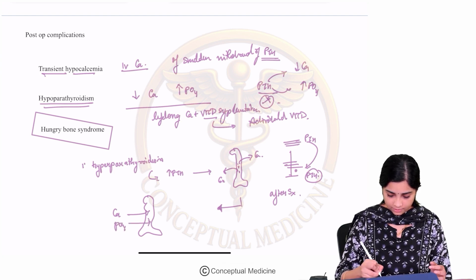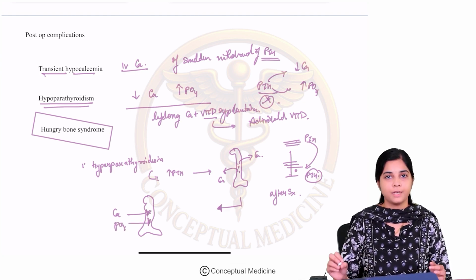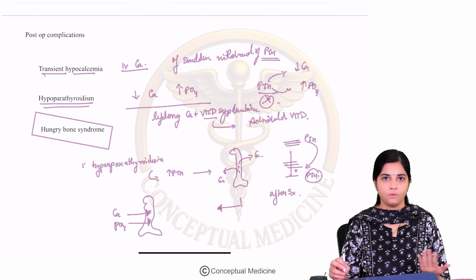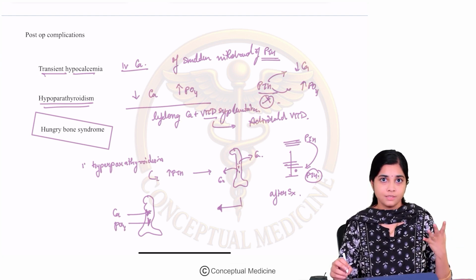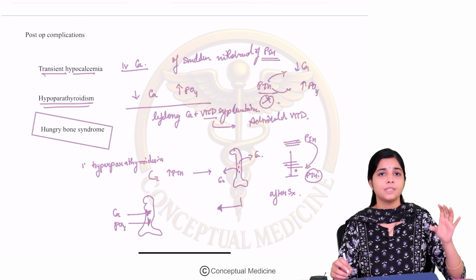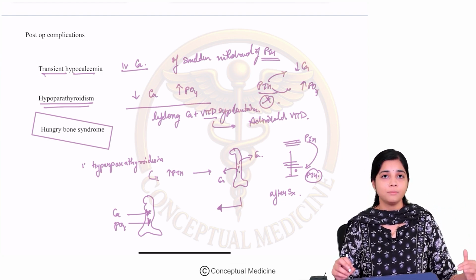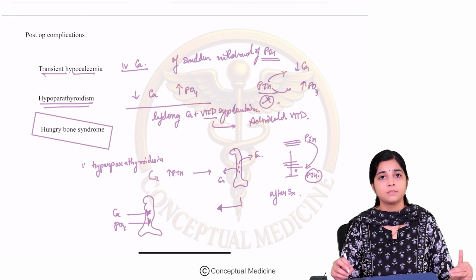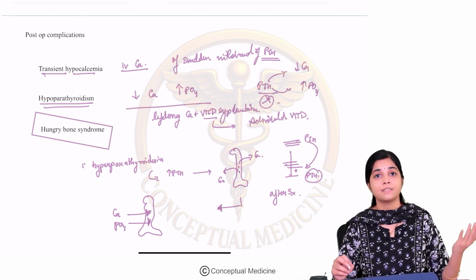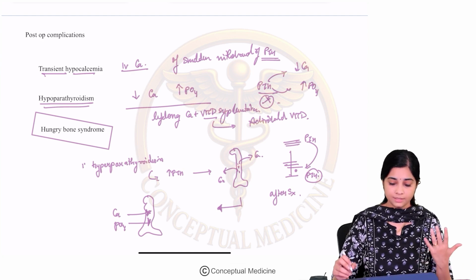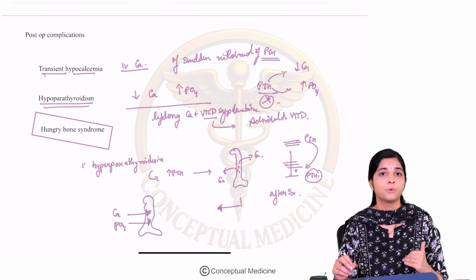There is a sudden influx of extra calcium and phosphate into the bone. Because this bone was used to a certain state of metabolism when the PTH was high, suddenly the PTH has dropped after the surgery. It is not accustomed to this state of metabolism, so it takes back all the calcium and phosphate. And this is what we call hungry bone syndrome.